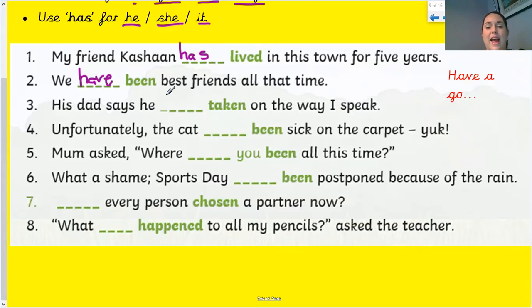My dad says he has taken on the way I speak. Unfortunately, the cat has been sick on the carpet. Yuck. Mum asked, where have you been all this time? What a shame. Sports day has been postponed because of the rain. Has everybody chosen a partner now? What has happened to all my pencils? Asked the teacher. Hopefully you got those the right way around with your have and your has.